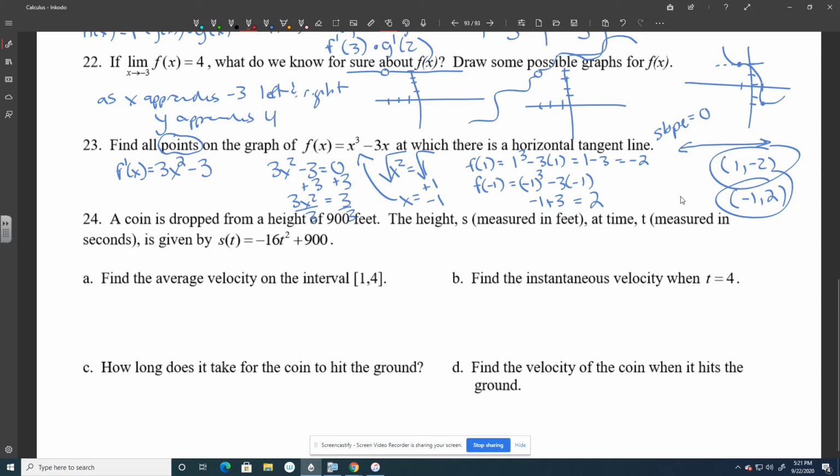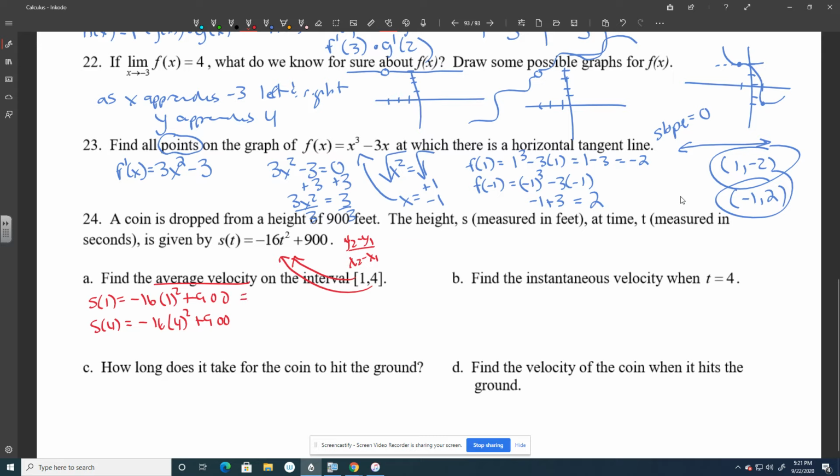I'm not using the derivative because it wants the average velocity. So I'm just going to use my y2 minus y1 over x2 minus x1. I'm just using my normal slope formula when I have 2 points. So I need to plug in a 1 and I need to plug in a 4 and see what I get. So S of 1 is equal to negative 16 times 1 squared plus 900. That's a plus. And then S of 4 is equal to negative 16 times 4 squared plus 900.